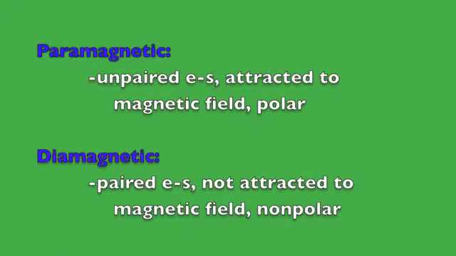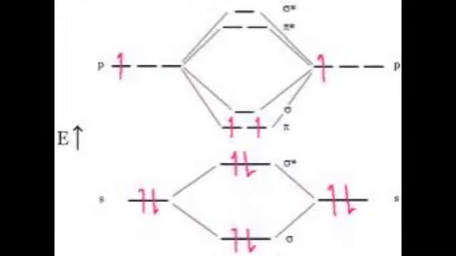Just a little bit more vocab. Paramagnetic means there are unpaired electrons, they are attracted to a magnetic field, and they're polar. Diamagnetic means there are paired electrons, they're not attracted to a magnetic field, and they're nonpolar. So back to B2, your bond order is 1 because you have 4 in your bonding, 2 in your anti-bonding. 4 minus 2 is 2, 2 times 1/2 is 1. So it is favorable to the universe, and it's also diamagnetic.